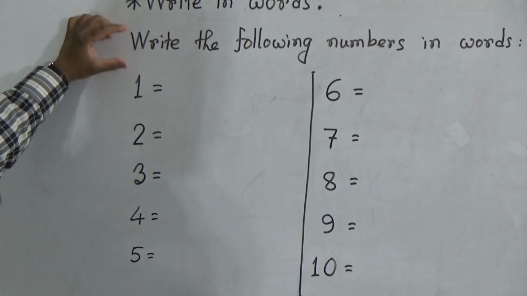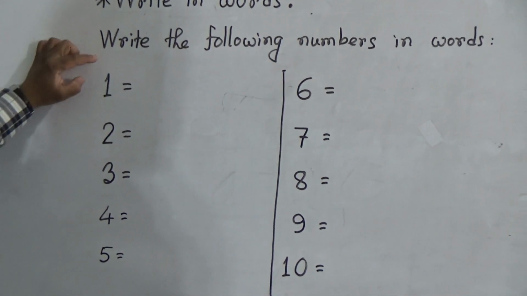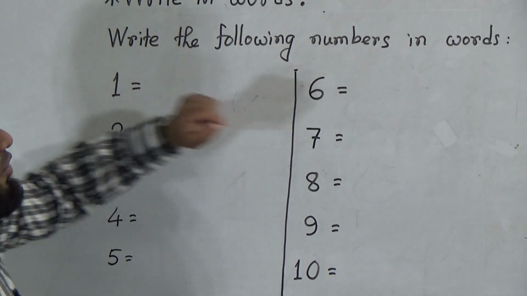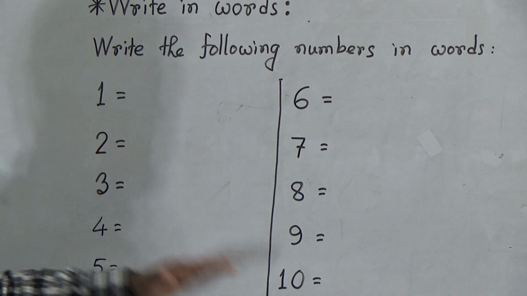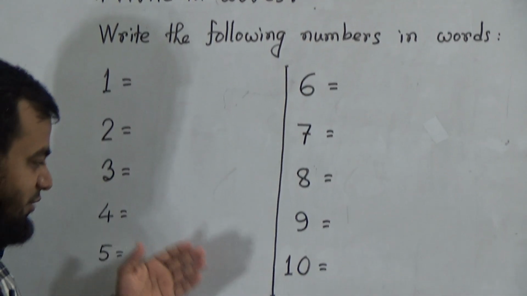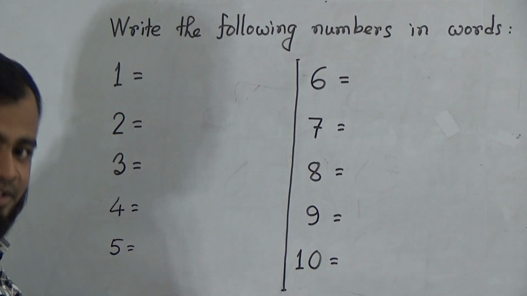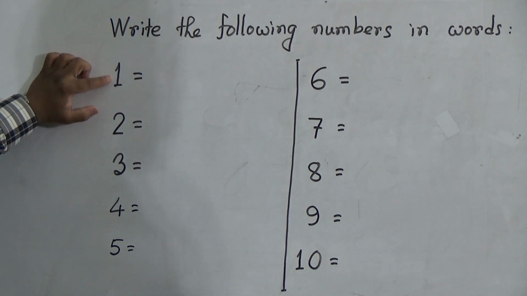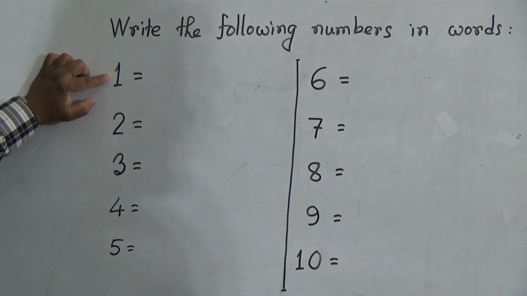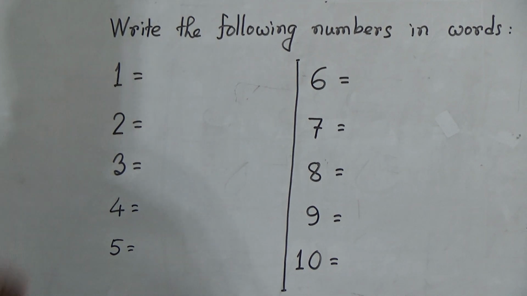This is the question: write the following numbers in words. That means some numbers will be given, and we should write down these numbers in words. Now look, the first number, this is what? This is the first number, it is 1. So we should write down the spelling of 1.